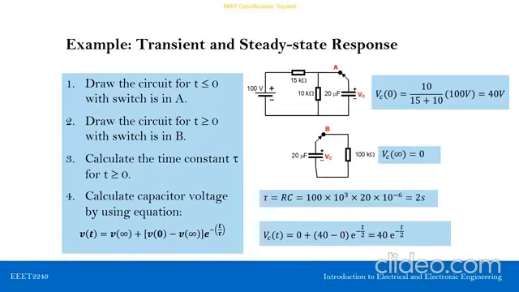And finally, step 4, calculate the capacitor voltage by using the equation V(t) equals V infinity plus V0 minus V infinity, e to the power minus t over tau. So in this case, Vc(t) equals V infinity, which is 0, plus V0, which is 40, minus V infinity, which is 0, e to the power minus t over tau, where tau is 2. And finally, we get the capacitor voltage, that is 40 e to the power minus t over 2.